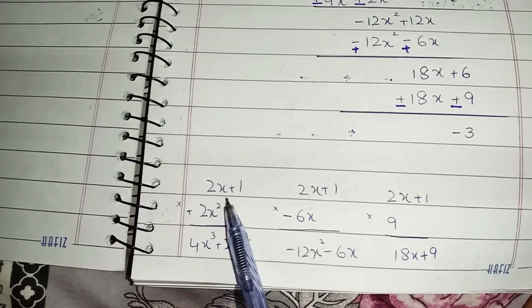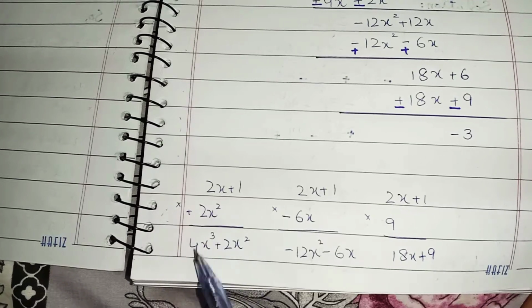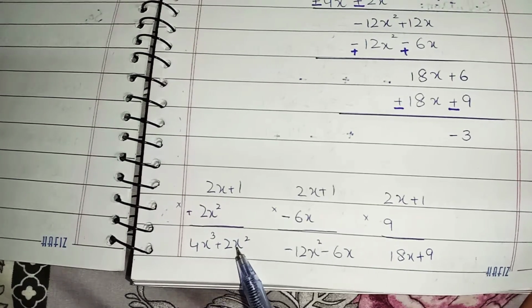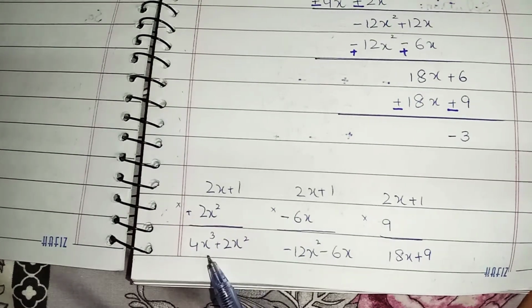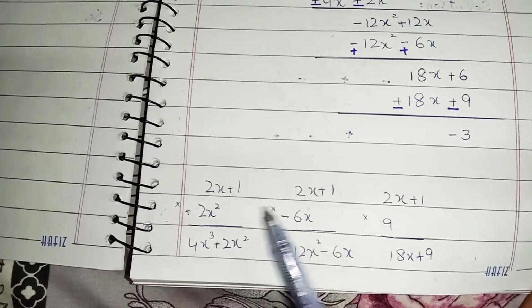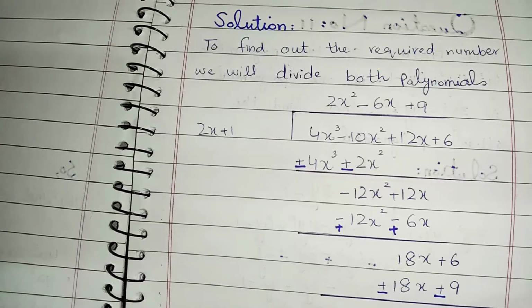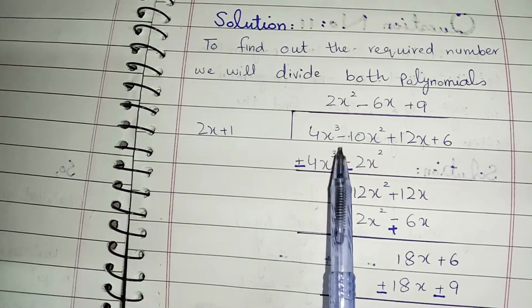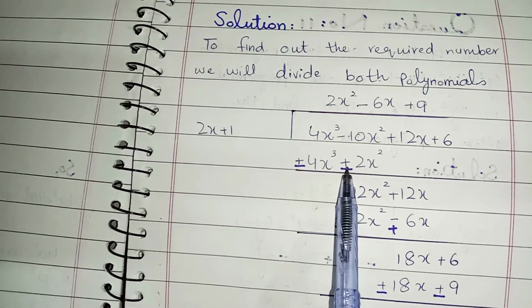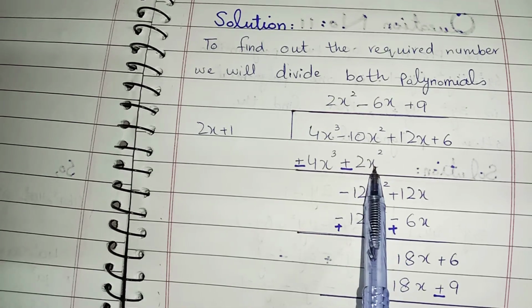When we multiply 2x plus 1 into plus 2x square, we get 4x cube plus 2x square. This 2x square will be written in the quotient and these two terms will be written under the same variables. Here is our quotient term and here we will write 4x cube under the x cube variable and here we will write plus 2x square under the x square variable.